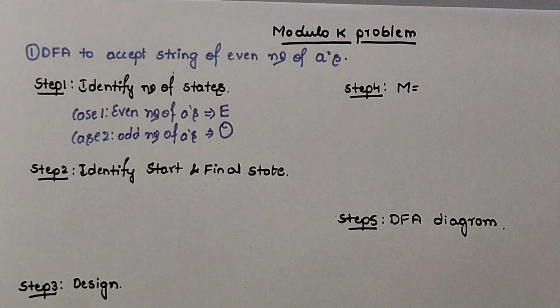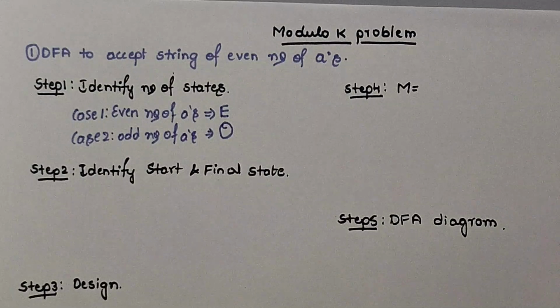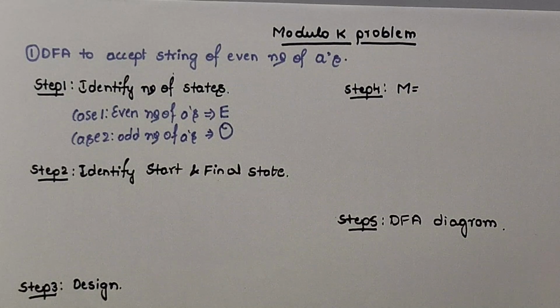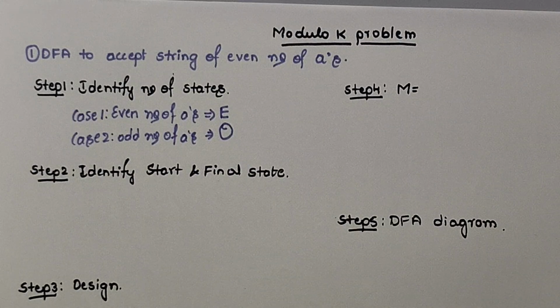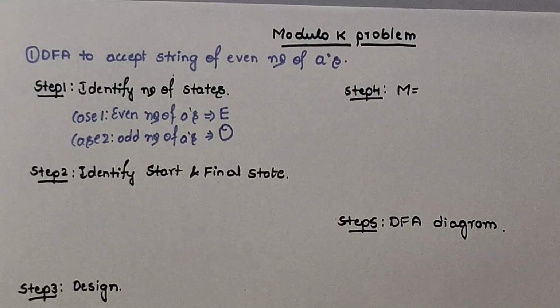So we are representing the even number of A's using the capital letter E and odd number of A's using the capital letter O. This is the main step in solving the problems related to modulo k, because if you are not perfect enough to identify the states, it will be the wrong answer. So you must take the complementary situations also. Now let's move to the second step.